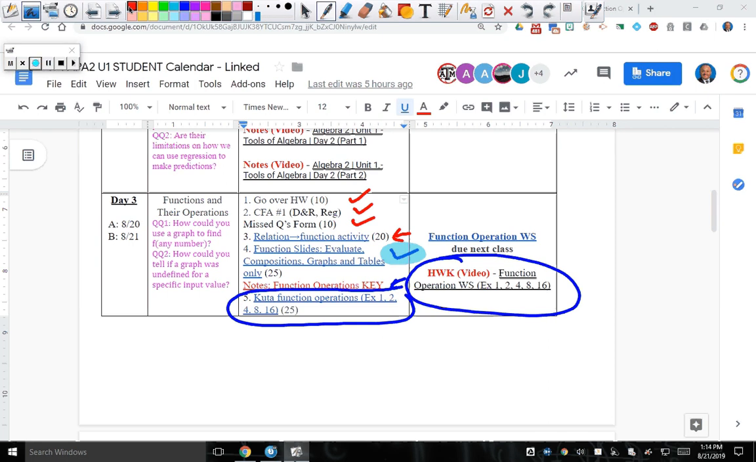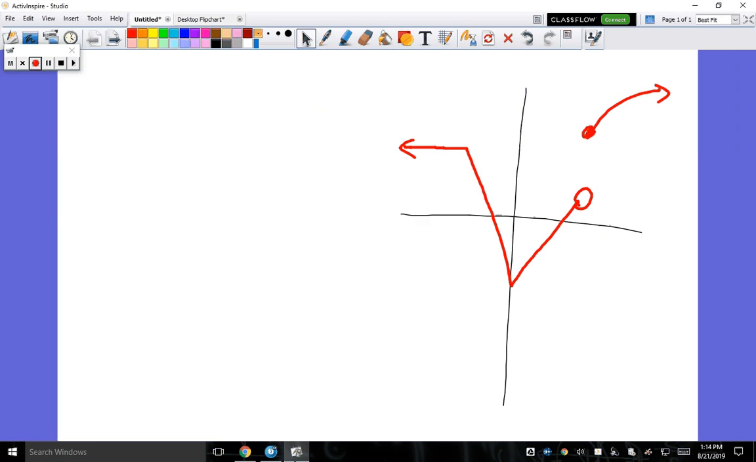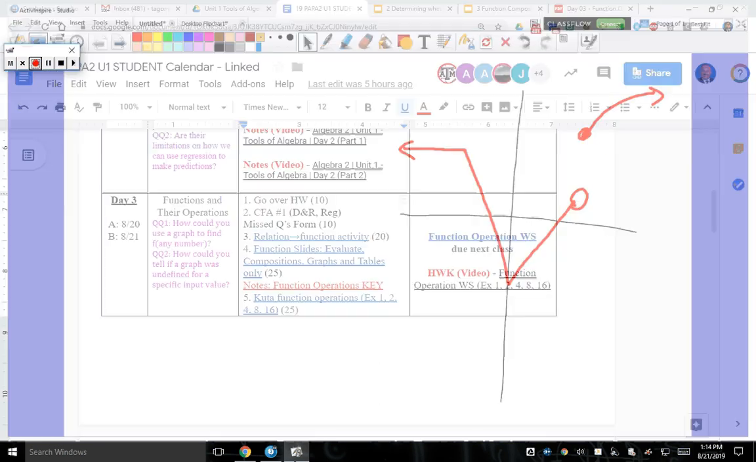Just to reiterate, right here are all of your quality questions. These are the things that I will not post up on the board, but you're going to sign into your Google Classroom and answer them, since you should have learned this from that day of notes. All right, so let's go ahead and go to our notes.